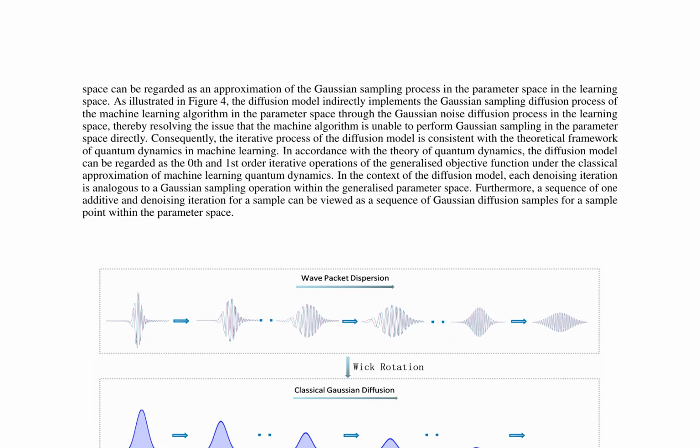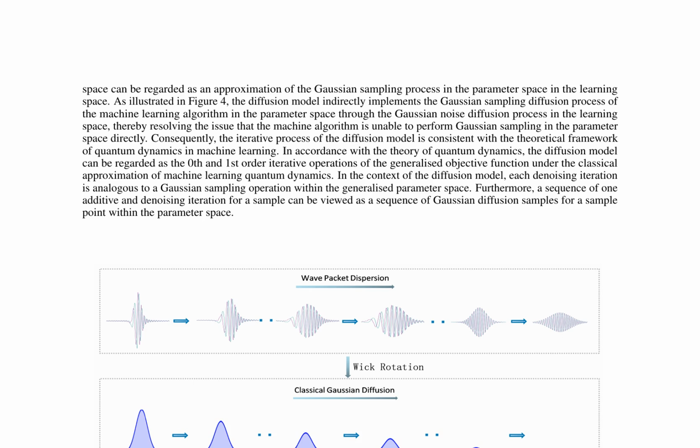The diffusion model in machine learning can be reinterpreted through the lens of quantum dynamics by approximating the learning space as a Gaussian sampling process in the parameter space. The Gaussian noise diffusion process in the learning space indirectly implements the Gaussian sampling diffusion process of the machine learning algorithm in the parameter space, resolving the limitation of direct Gaussian sampling in the parameter space. This alignment is depicted in Figure 4, where the diffusion model's iterative process mirrors the theoretical framework of quantum dynamics in machine learning.